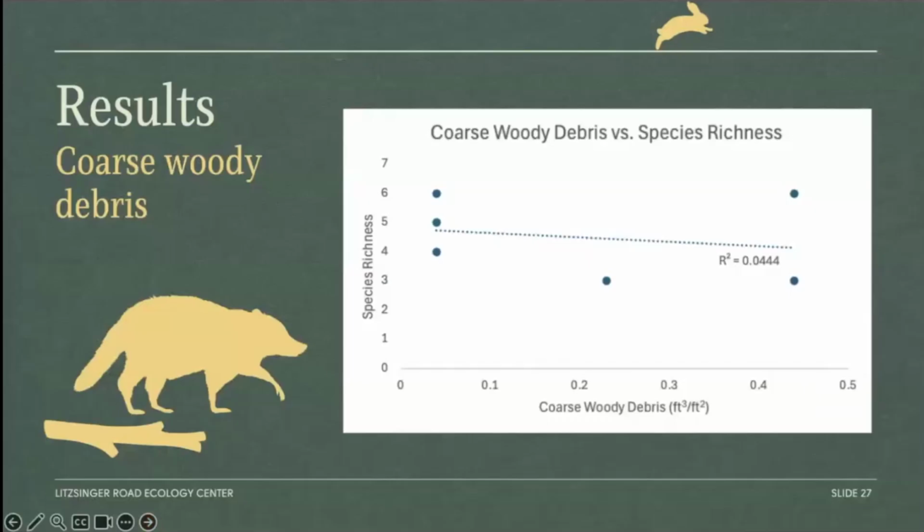And this was my coarse woody debris results. On this chart, I have species richness on the y-axis and coarse woody debris in feet cubed per feet squared on the bottom axis. And there was no statistically significant correlation between coarse woody debris and species richness from what I studied. Makes sense.